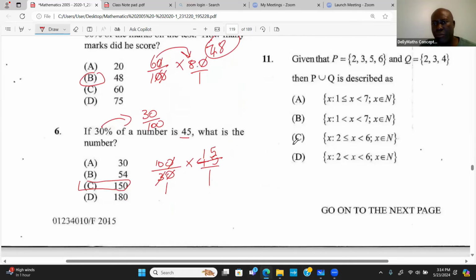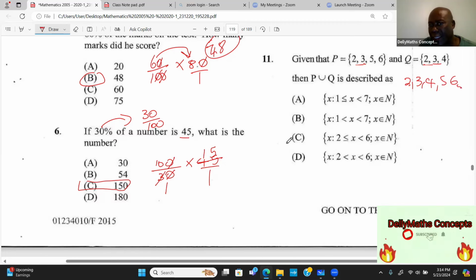Let's keep going. Number 11. Number 11 says, given that P elements are 2, 3, 5, 6, and Q is 2, 3, 4, then P union Q. When you have a union, you're combining the things. So basically, we're going to squeeze 4 into this, because 2 is here, and 3 is the same as this 3. So 4 will be a part of the whole thing. So when we unite everything, we have numbers from 2 to 6.